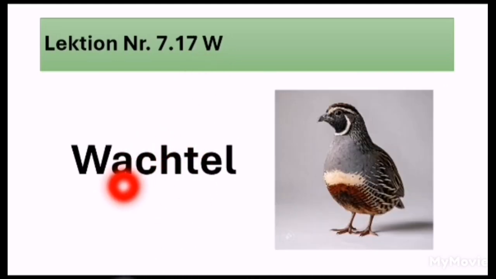W, Wachte. Wachte. A bird's name, okay? A specific bird, not bird. For the bird we use Vogel. It is a specific word. It is its own name, okay? Wachte.